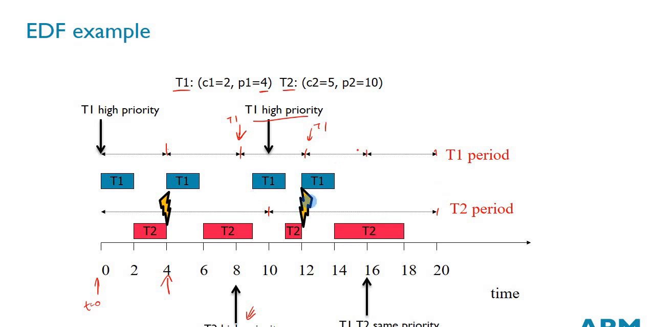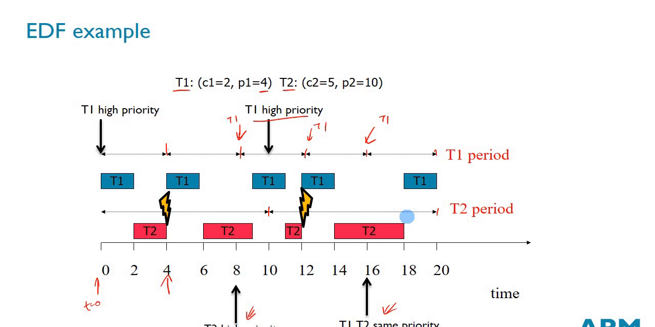At this point of time, what do you see? Both task 1 and task 2 have the same deadline. So even though task 1 is again launched over here, task 1 and task 2 have the same deadline, so they both have the same priority. Since they have the same priority, the task that is currently running will be allowed to carry on, and then I will switch back to T1.